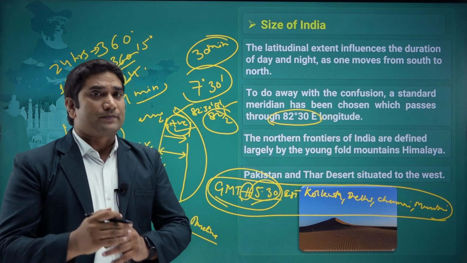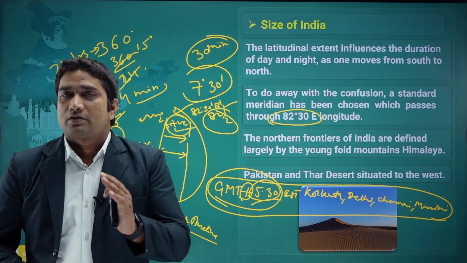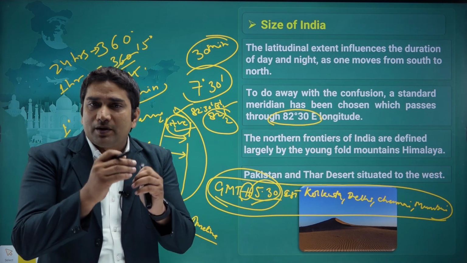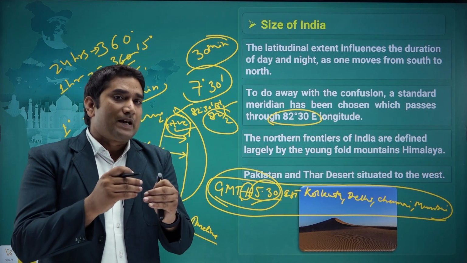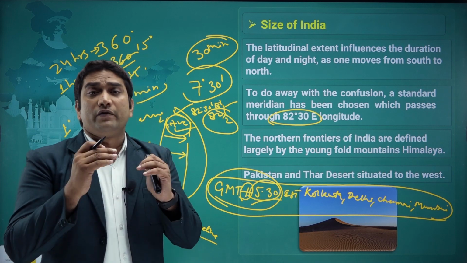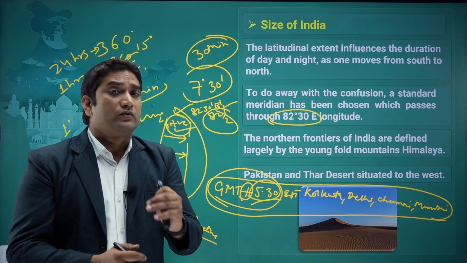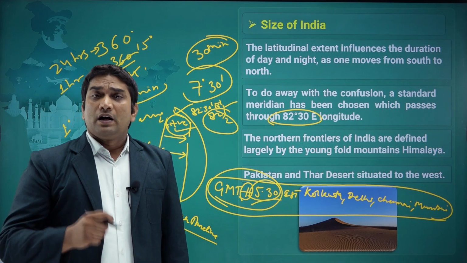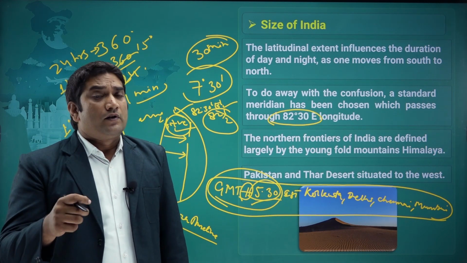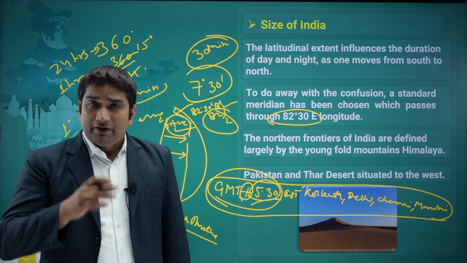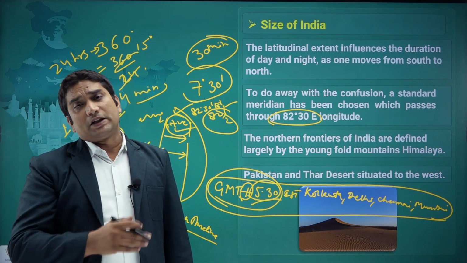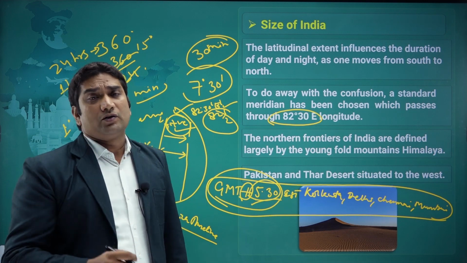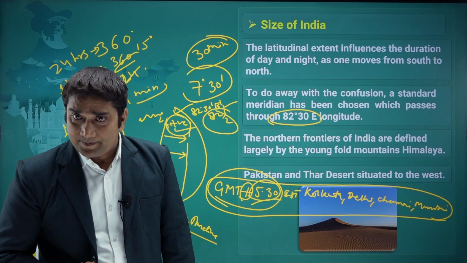To eliminate this problem, we have decided the standard meridian of the country, so that we have the same time, a universal time, throughout the country. That's why we have decided the standard meridian as 82.5 degree eastern longitude of India, which passes through the center of the country and the exact place, that is Mirzapur in Allahabad, or you can say Prayagraj.